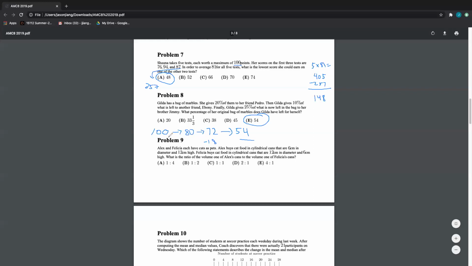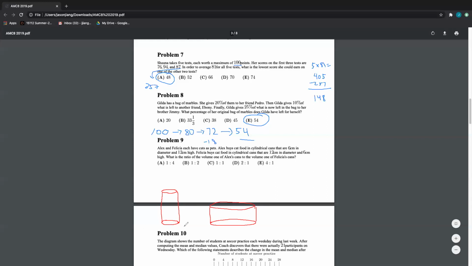Okay, so we have Alex and Felicia. Alex buys cans of cat food, 6 centimeters in diameter and 12 centimeters high. So she has really tall cans, but they're kind of narrow. And we also have Felicia, who buys much wider cans, but not quite as tall. And we want to know what the ratio of the volume is.